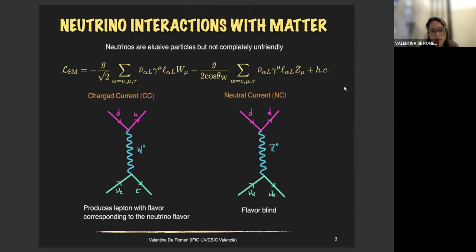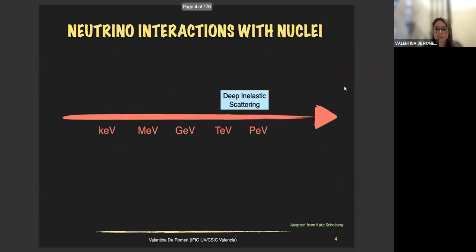So we know that neutrinos are elusive particles, but they are not completely unfriendly because they do talk with other standard model particles via weak interactions, in particular via charged current and neutral current processes. So in this seminar, I will discuss CEvNS, which is a neutral current process, as we will see. And it's about neutrino interactions with nuclei.